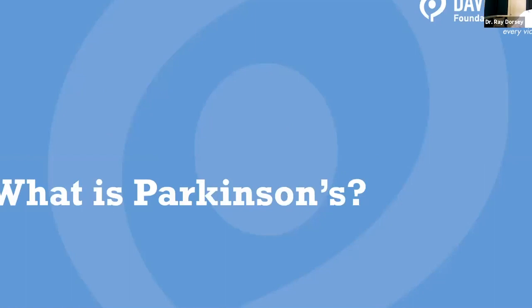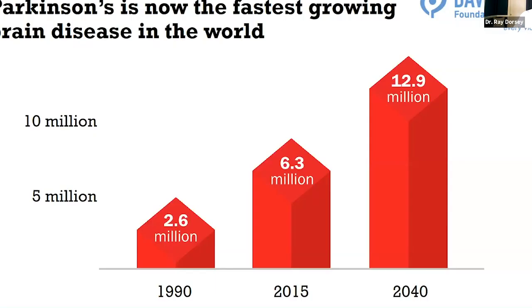So what is Parkinson's? Parkinson's is the fastest growing brain disease in the world. The fastest growing brain disease in the world is Parkinson's disease. It's even faster growing than Alzheimer's disease, faster than stroke, faster than epilepsy, faster than ALS.